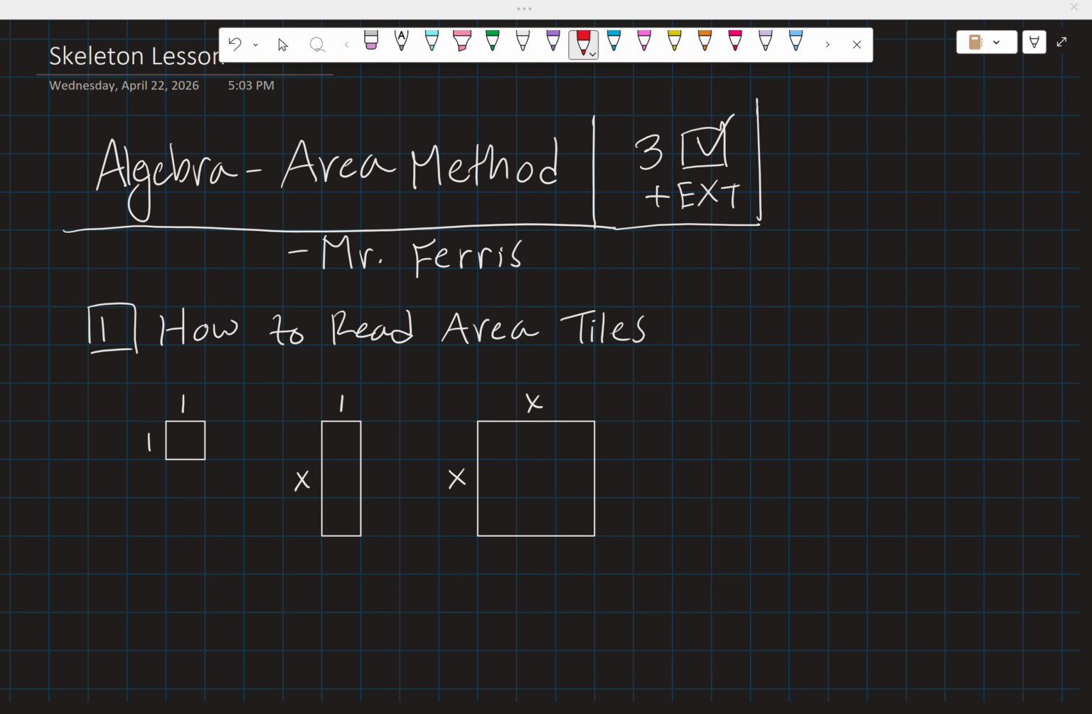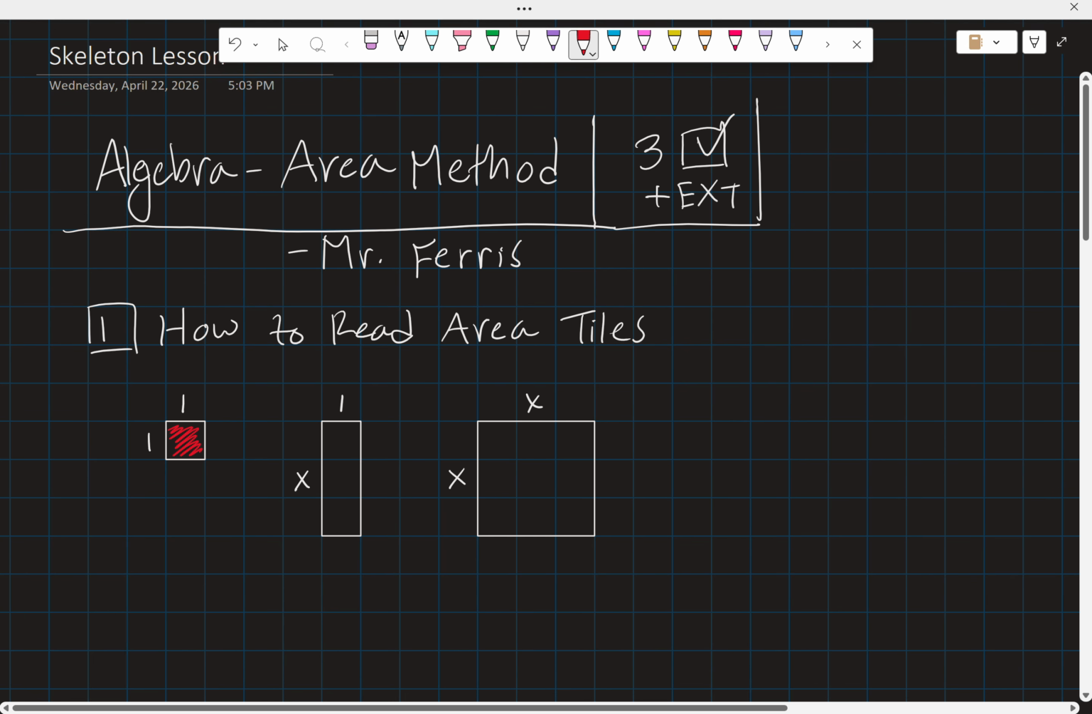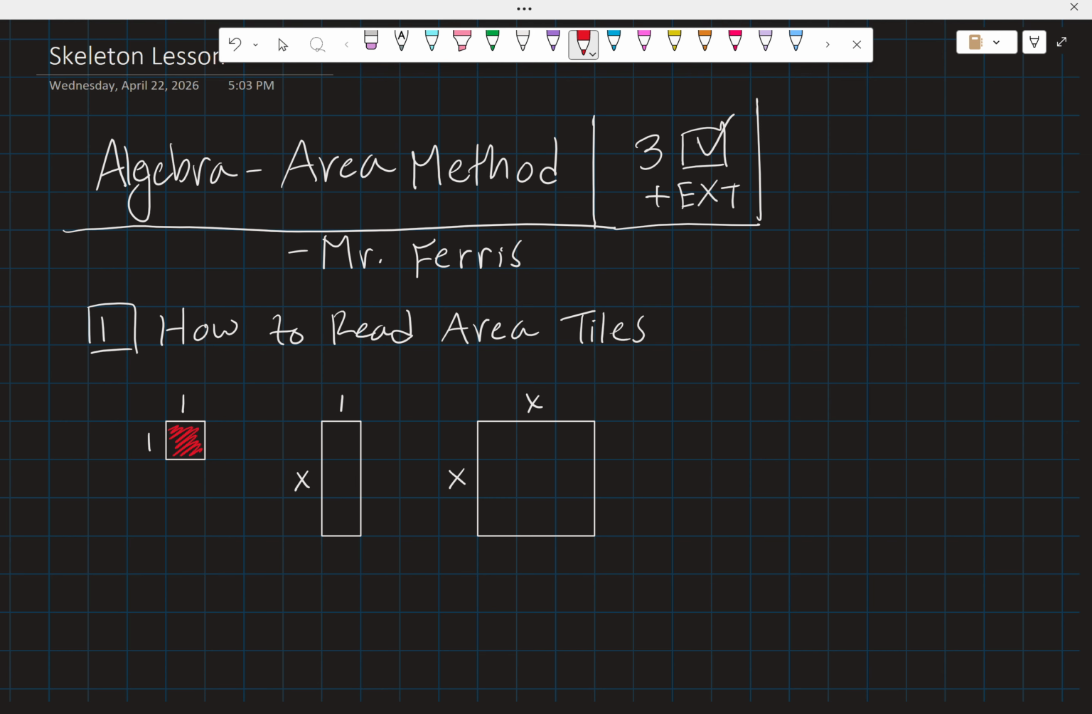Alright, hello class. Today in this video we're going to go over solving algebraic expressions using the area method and using algebra tiles. So, first of all we're going to go over how to read area tiles. On the left here we have our 1 by 1 unit tile. It has a length of 1 and a width of 1, so that is 1 times 1, which is equal to 1. So this tile has a value of 1.